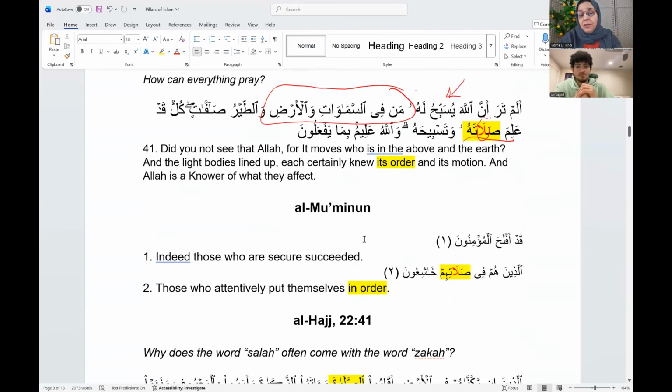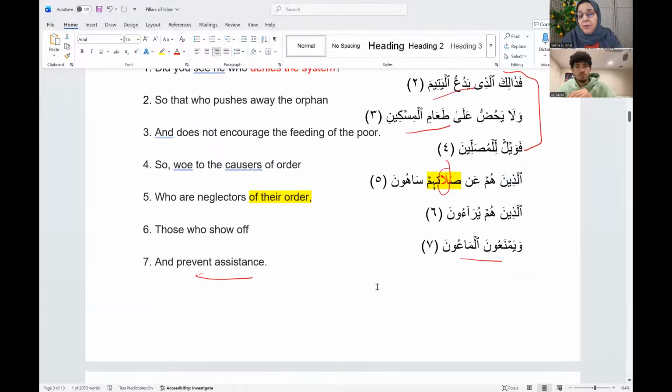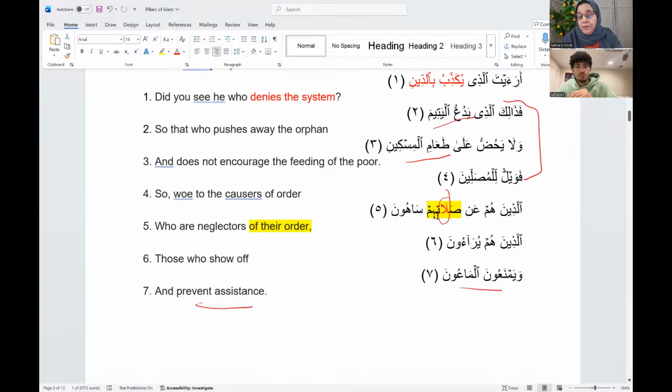Now we come to descriptions of al-mu'minun in Surah al-Mu'minun. It says, قَدْ أَفْلَحَ الْمُؤْمِنُونَ. Indeed, those who are secure succeeded. الَّذِينَ هُمْ فِي صَلَاتِهِمْ خَاشِعُونَ. And you see here, it's with alif as well. Those who attentively put themselves in order. So far, I brought to you a few verses with Salah, with alif.